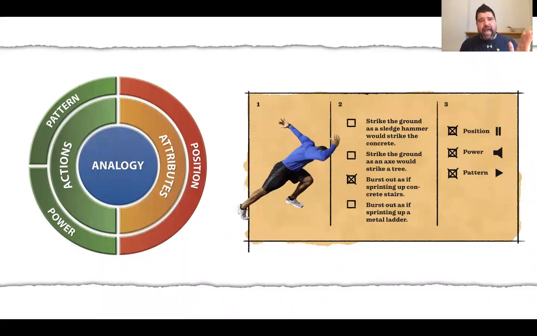That's your actions and attributes and how they relate to the three things we want to portray, we want to share when it comes to teaching movement. It's either a better position, more power, or the right level of power, and most certainly the right pattern for the individual.